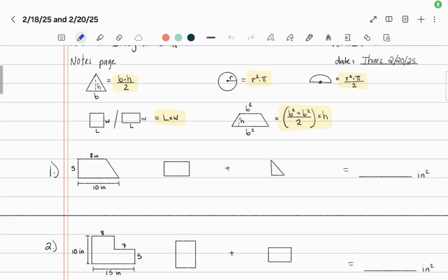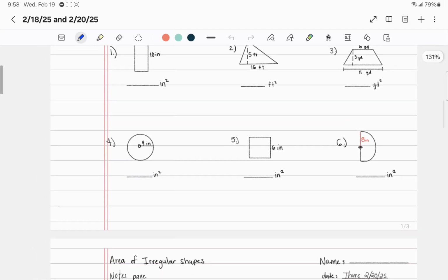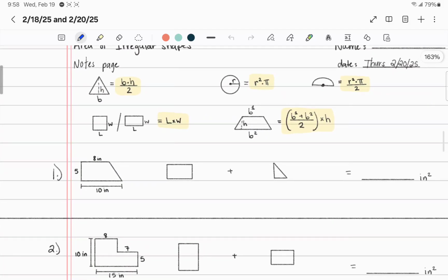God bless you guys. This is the second part of your quiz prep. So we're doing regular shapes, which were these up here, and then we're doing irregular shapes. So remember that irregular shapes is basically two shapes or three shapes together.